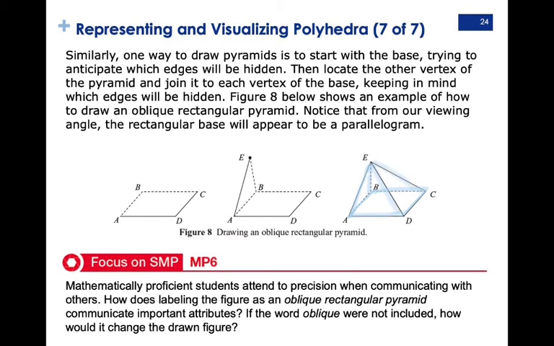Of course, this is one of those mathematical practices. How would this figure change if it was not oblique, if that word was not included? Think of how that would change this illustration. So again, dealing with vocabulary as a mathematical practice, we want to pay attention to the precision with communicating with others. That has to do a lot with the vocabulary, so we can be very, very specific.